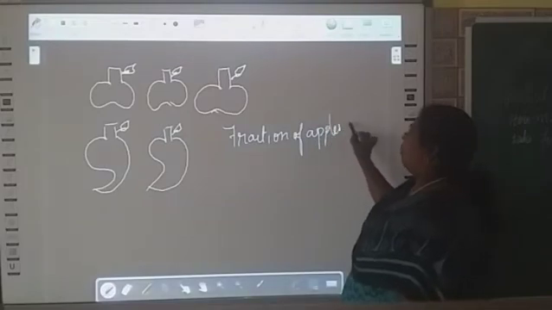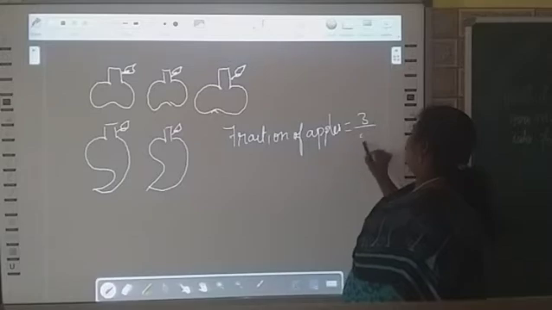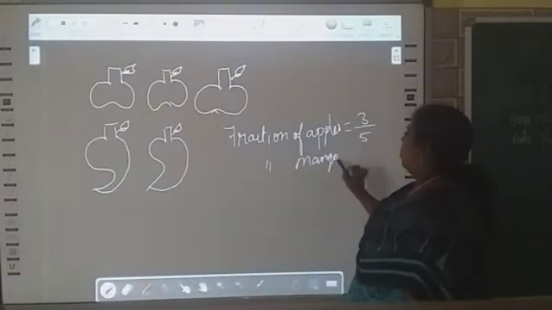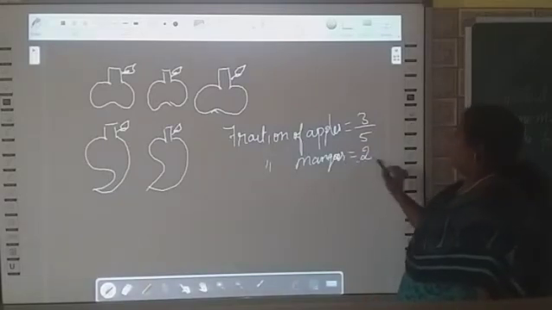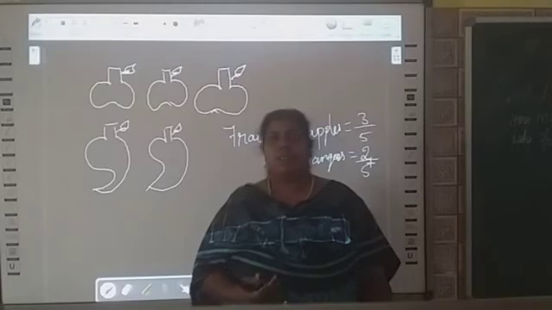apples. Fraction of apples, how much? 3 apples are there, right? 3 by 5. Then fraction of mangoes. Fraction of mangoes, 2 divided by 5. Now do you understand fraction of a collection?